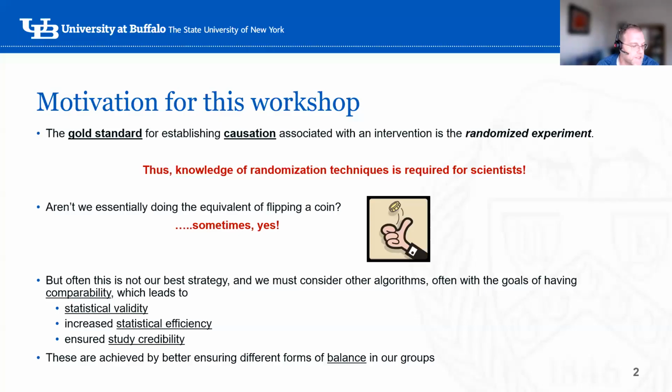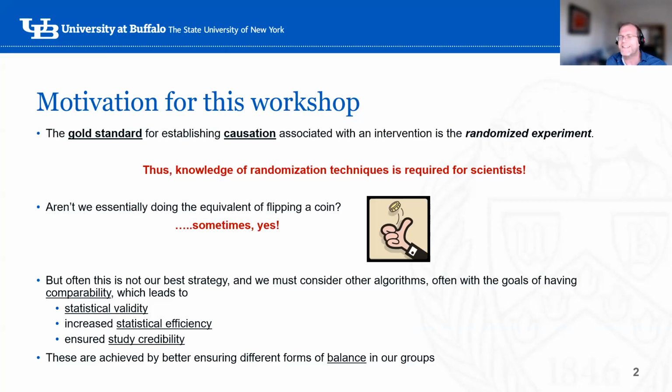Let me get right into the talk, and why I am even doing this particular talk for our clinical trial series. Well, if I want to establish causation of some kind of intervention, so I have an intervention and I want to establish cause and effect, I can do that a number of ways. The gold standard is to do a randomized experiment. And so I really think knowledge of randomization, the reason why we randomize and how we randomize, is really required knowledge for our scientists.